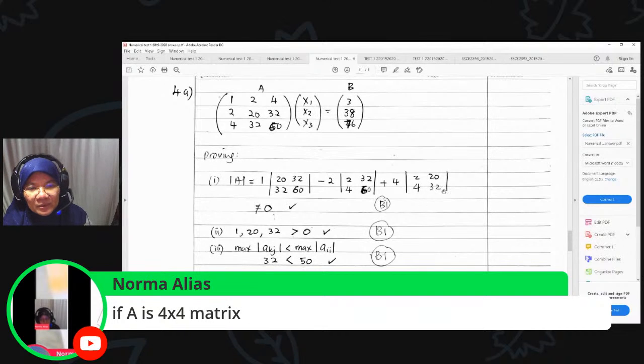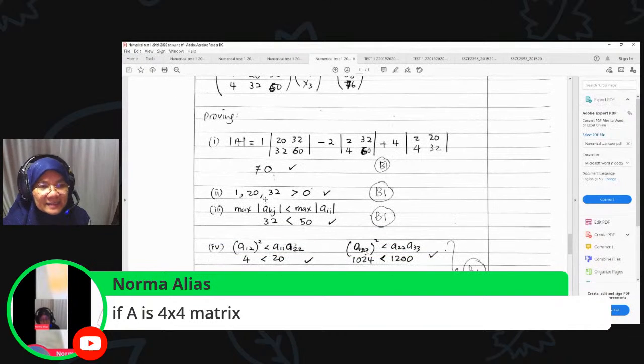All right, so for this one you need to do the multiplication. 2 times 32 minus 4 times 20. Then 60 times 2 minus 4 times 32. 60 times 20 minus 32 times 32. So your answer is not equal to 0.